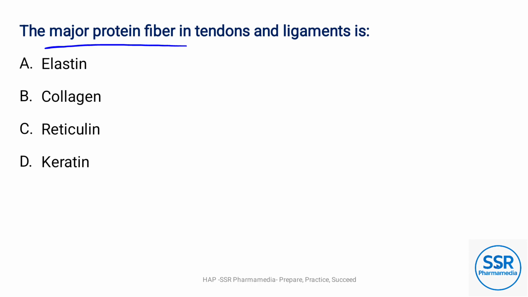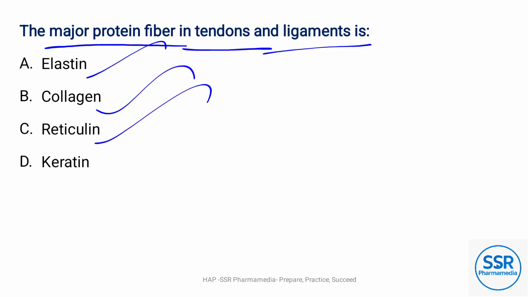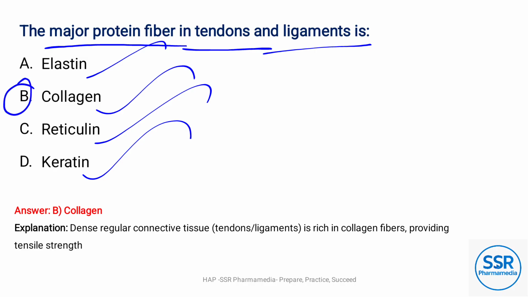The major protein fiber in tendons and ligaments is: option A, elastin; option B, collagen; option C, reticulin; option D, keratin. The answer is option B, collagen. Dense regular connective tissue is present in tendons and ligaments. It is rich in collagen fiber, providing tensile strength.